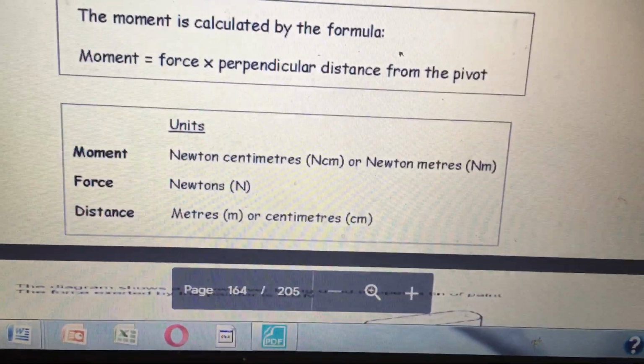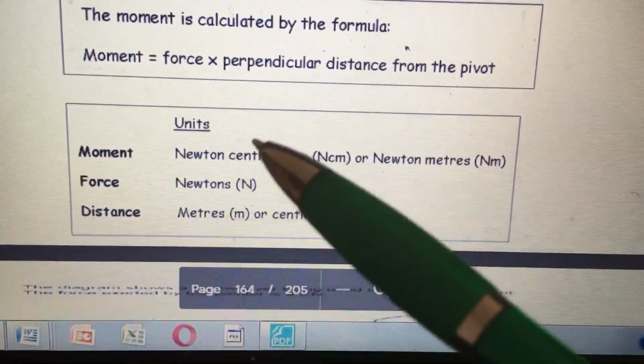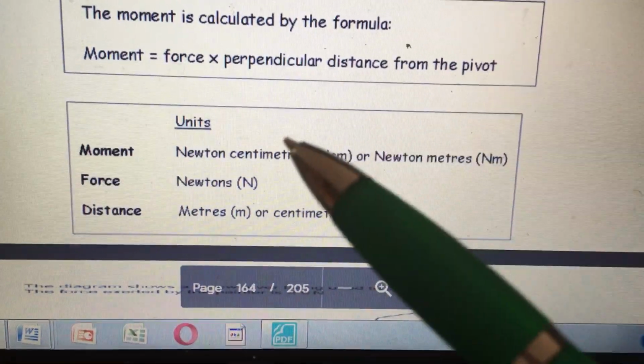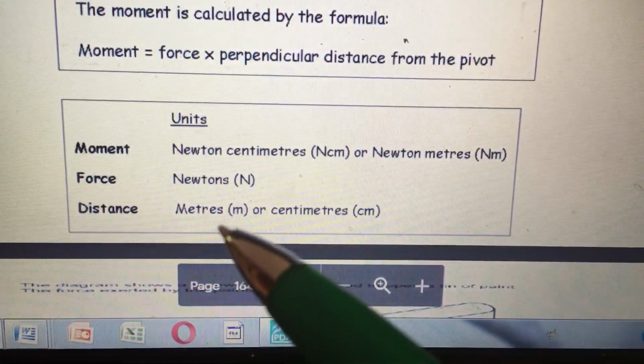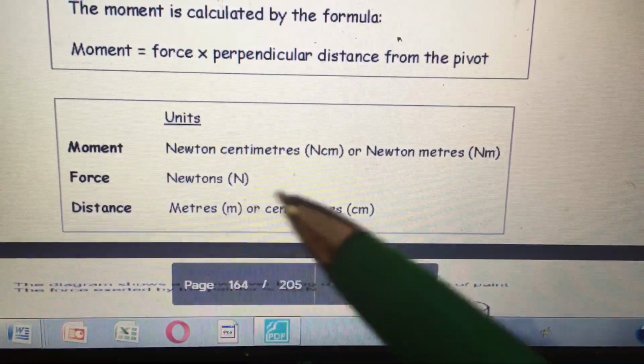There are two units for moments. They can be Newton centimetres or Newton metres. The unit for force is newtons, and the units for distance are metres or centimetres.